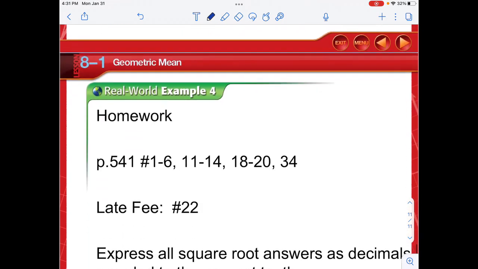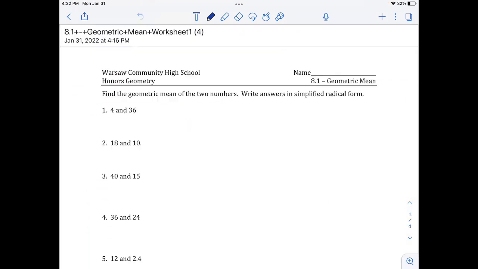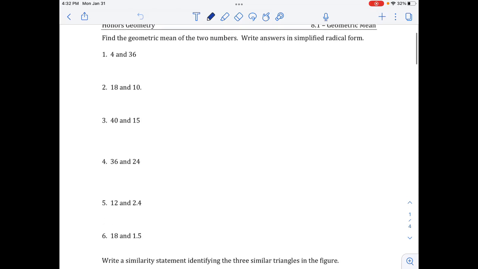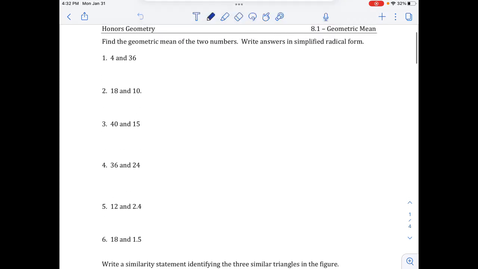And then this next part is not the same homework as you have. All right, so this is your worksheet. You'll notice that you're asked to just find the geometric mean here. So you're just going to multiply the two numbers and then write in simplified radical form. So say for number 2, you're going to do 18 times 10. That's just 180, and then you take the square root of that. And then you go ahead and you just simplify it down.